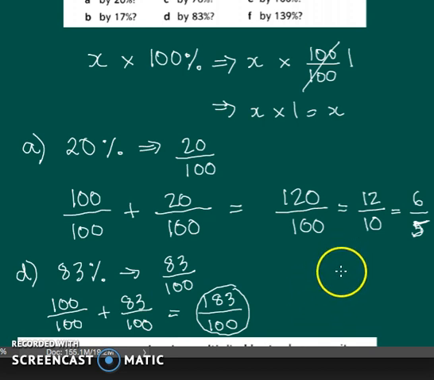And I hope you can start to see some connections here. So basically, when we wanted to increase a number by 83%, we simply added 83% to 100%.